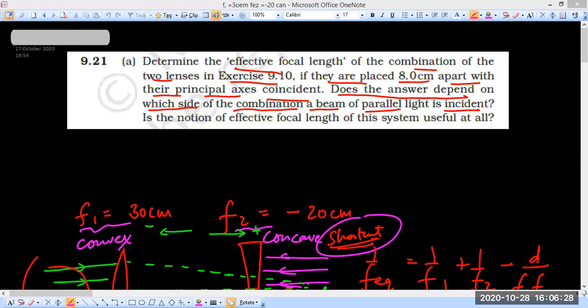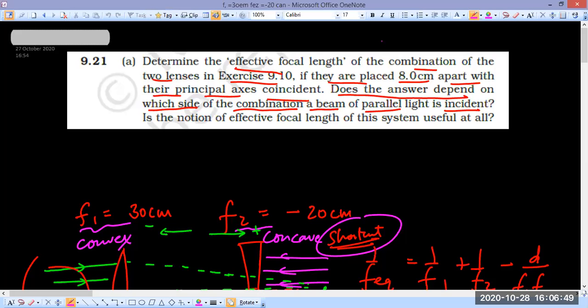Okay. That was question number 19. Yes. Okay. People are still coming in. Right.